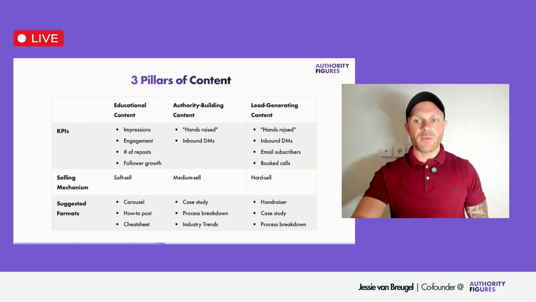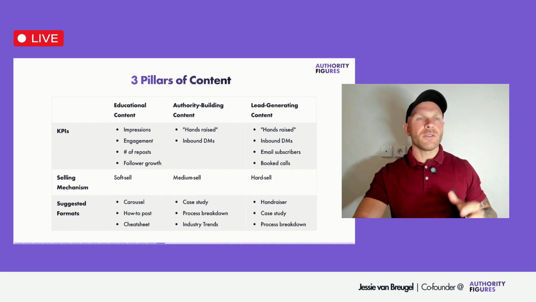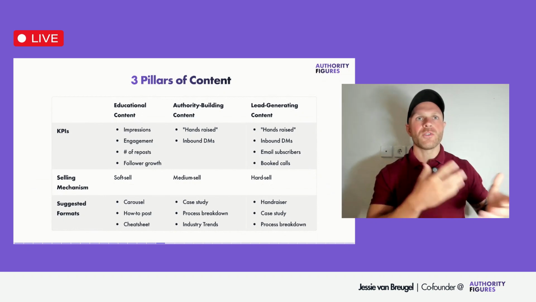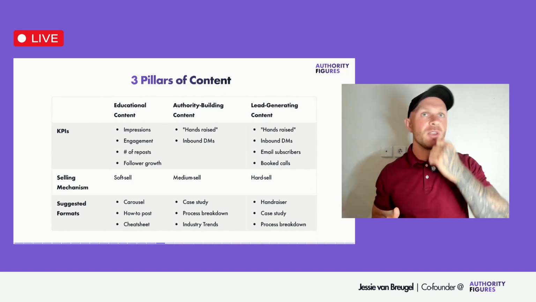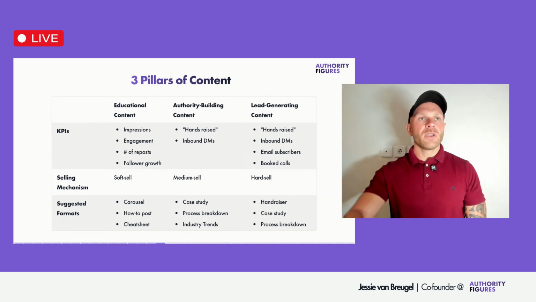The selling mechanism is important here. So in educational content, you don't really make a sell. In authority building content, it's kind of like a medium sell. You talk about the results you're getting, or you talk about how you do certain things, and there is a soft invitation for you to invite people in. I'm going to go over the examples of these types of content in a second. And with the lead generating content, it's more like a hard sell, a harder pitch.